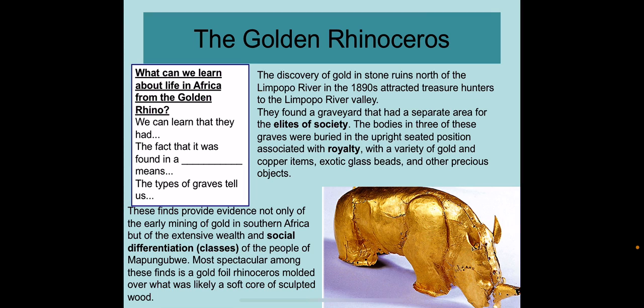So what I'd like you to do is answer this question in the white box. What can we learn about life in Africa from the golden rhino? We can learn that the fact that it was found in a something means, and the types of graves tell us. Those are the kind of sentences I want you to be writing. You've got loads of information on here to help you do this. Pause the video now to do that and give yourself about 5 minutes.